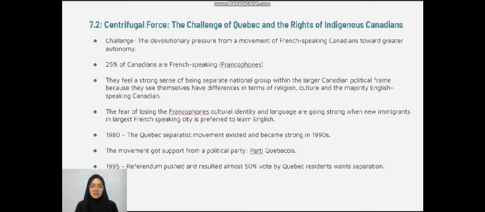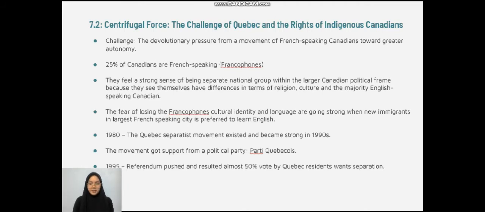Most French Canadians are distributed along the St. Lawrence River, primarily in the province of Quebec, and most Francophones, or French-speaking Canadians, have an extremely strong sense of being a separate national group within the larger Canadian political frame. They see themselves as having a different ethnic history, different religion, and different culture than the English-speaking Canadian majority.